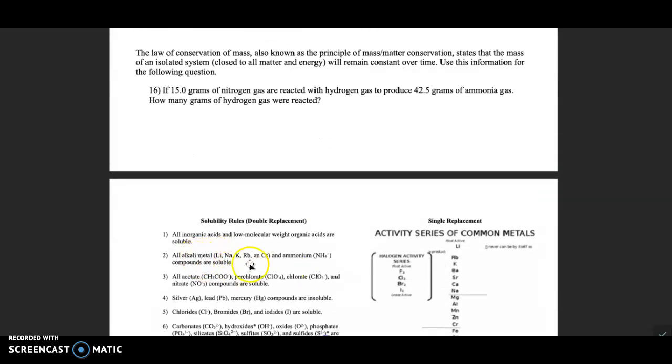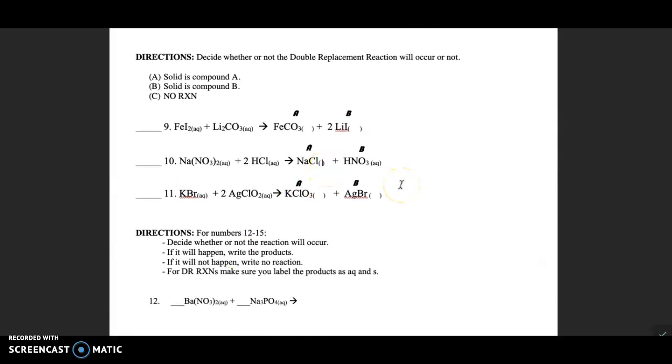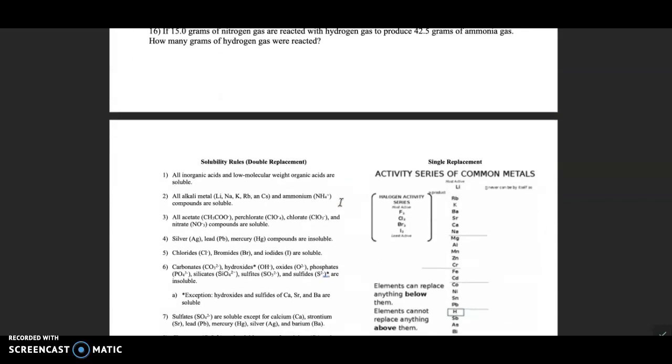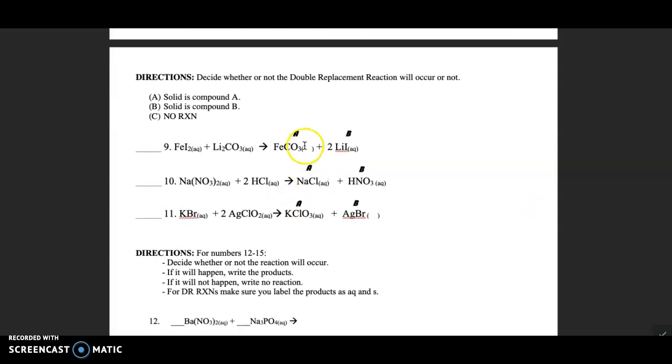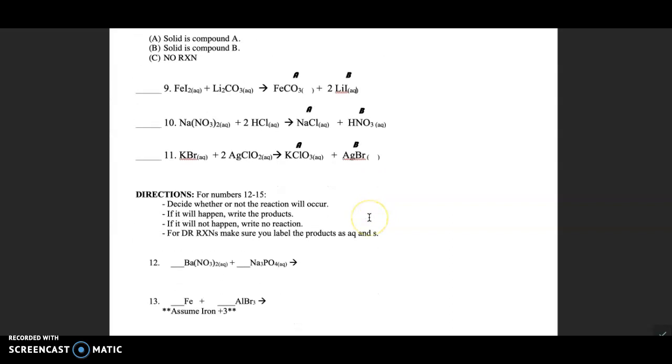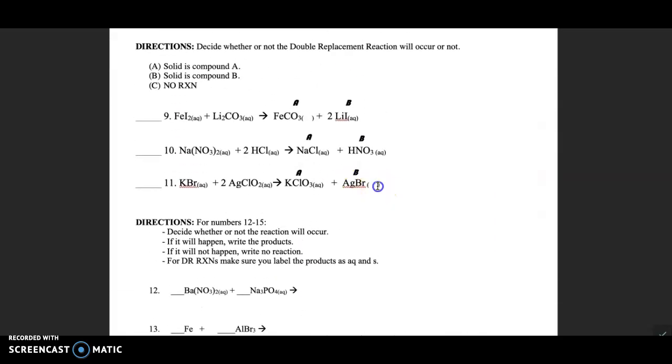Next, it says that all alkali metal compounds are soluble or aqueous. That would be Na, AQ, that would be K, AQ, and that would be Li, AQ. All those are alkali metal compounds. Next, all acetate, perchlorate, chlorate, and nitrate compounds are soluble. I'm looking at the ones that are unlabeled. That doesn't help me for Fe or Ag, Br. Next is silver, lead, and mercury compounds are insoluble. Okay, silver, lead, and mercury compounds are insoluble, so this one is solid, insoluble.